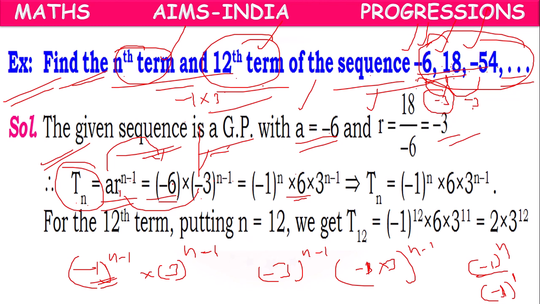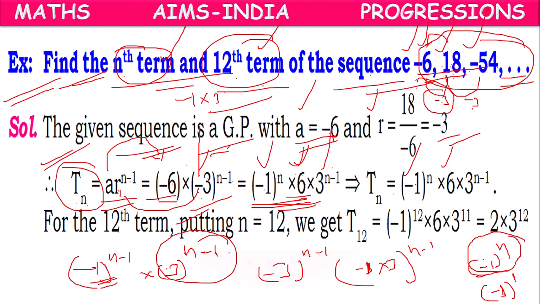And here we have minus 6. The minus and minus cancel, and it will become 6. Minus 1 whole power n will remain, and 3 power n minus 1 will remain. So the nth term is minus 1 whole power n, 6 into 3 power n minus 1.